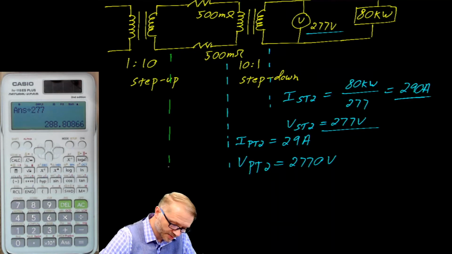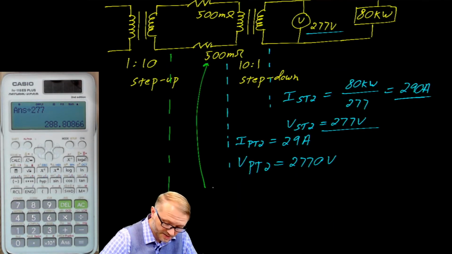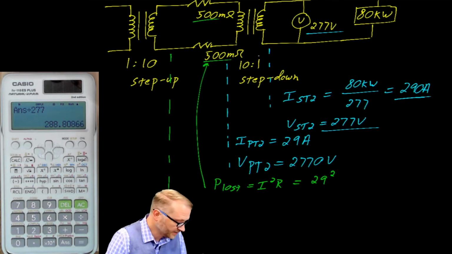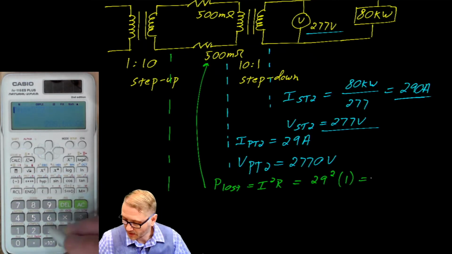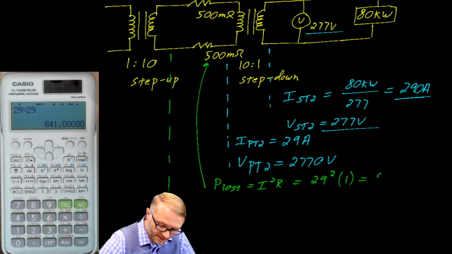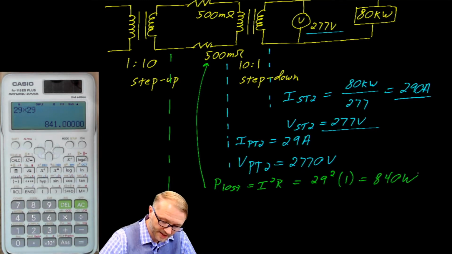Now, the last time we met, we really focused on the power lost aspects of this circuit. So power lost is equal to I squared R, which in this case is 29 amps squared times a resistance. We have 500 milliohms and 500 milliohms. You put those together and that's 1 ohm. So the power lost is 29 times 29. That's about 840 watts. While we're here, we may as well finish the problem.